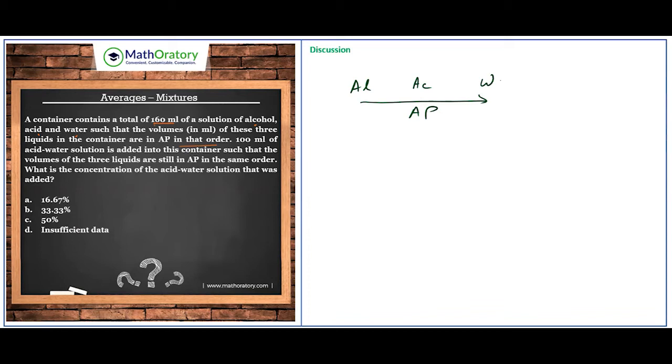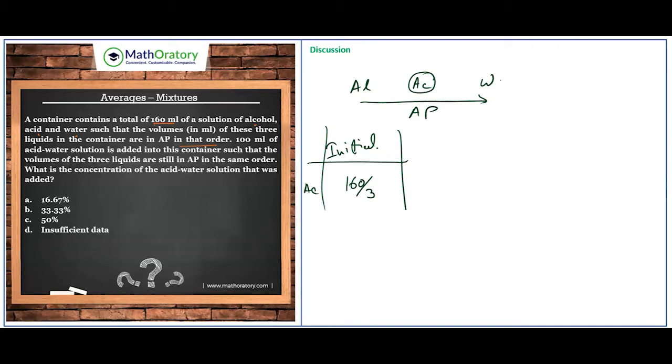So we cannot comment anything about alcohol and water here, but what we can definitely say is acid in the initial mixture is the average of these three, right? And the total is 160. So the average should be 160 upon 3. I'm not even converting it to decimal or mixed fraction. Let me leave it at that. So initially we have an acid of 160 by 3 ml, right?